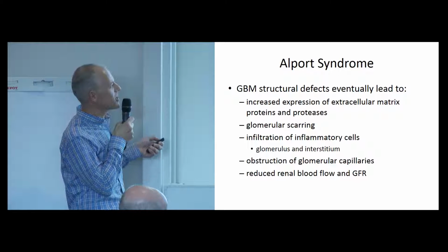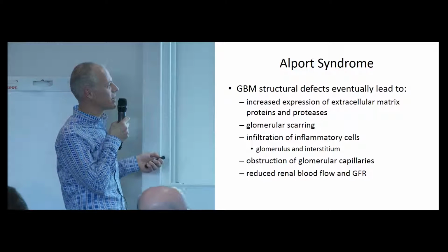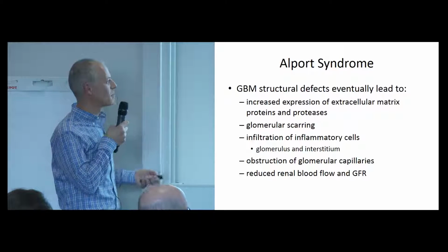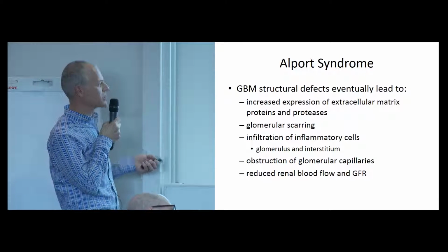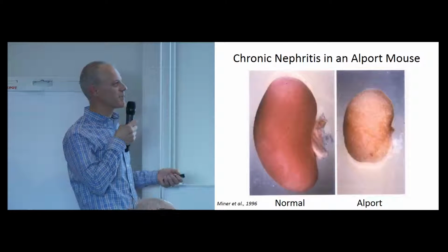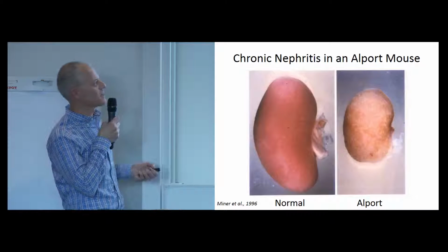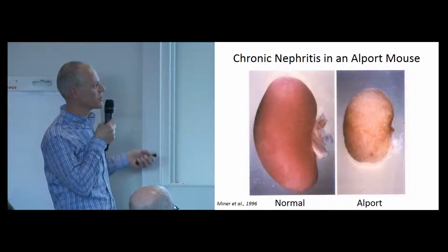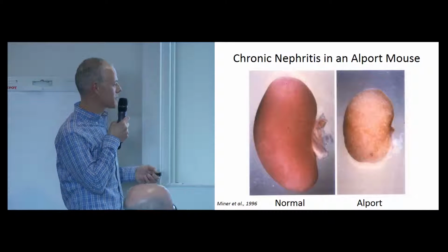There's glomerular scarring and infiltration of inflammatory cells due to this injury, both in the glomerulus as well as in the interstitium, which is the part of the kidney between the tubules. Both become invaded by inflammatory cells. There's obstruction of the capillaries and reduced renal blood flow and glomerular filtration rate. So this is a typical end-stage kidney from one of our Alport mice, where this mouse was near death. Its kidney is shrunken and yellowed compared to its normal littermate kidney, which is still red because so much blood is flowing through it the way it should be.